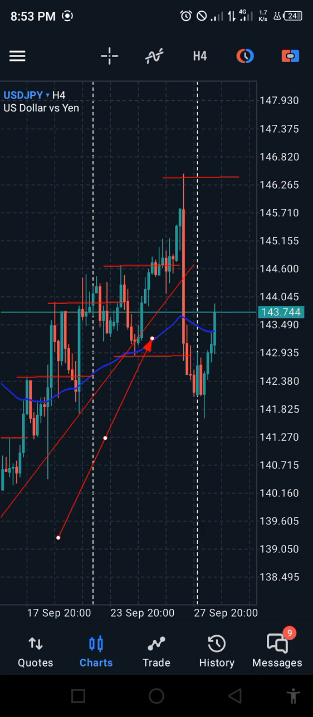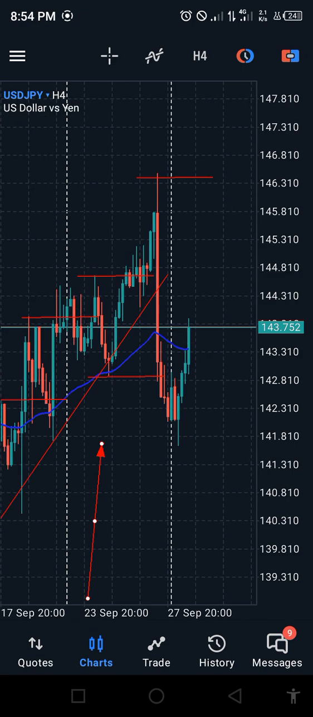What is a change of character? A change of character, also known as CHoCH, is when the market is changing its pattern, or is changing its movement. Now it's changing its movement from a series of higher highs to now forming a series of lower lows, because now from here, where do we place our trade? Because now we have seen that the first low has been created.